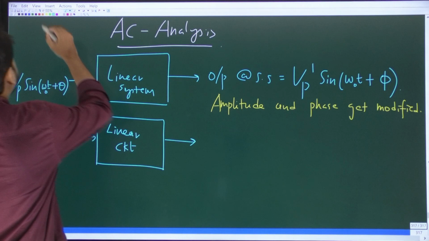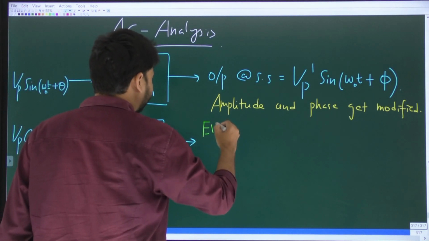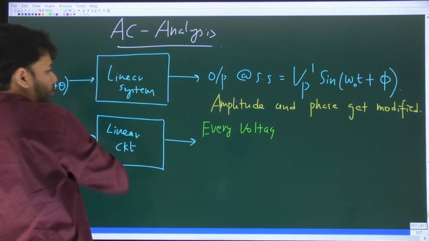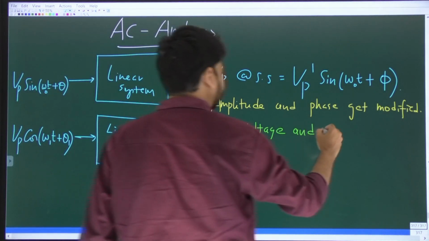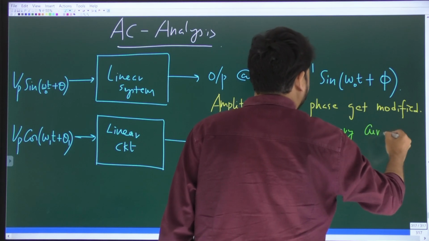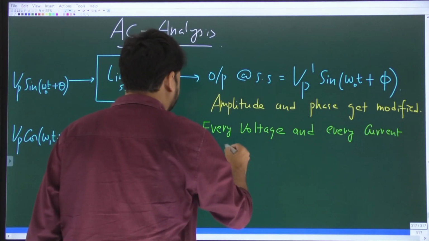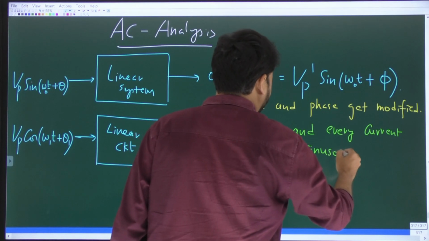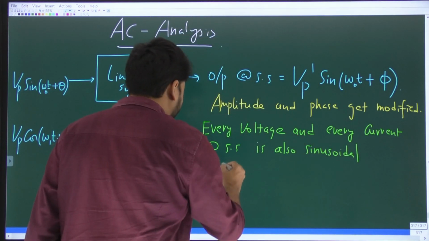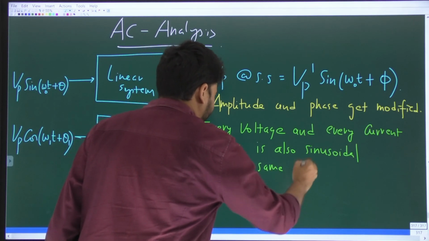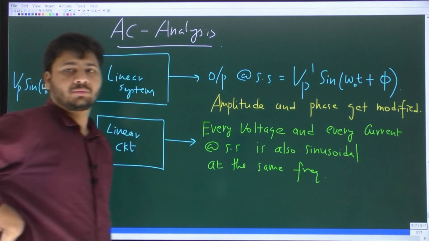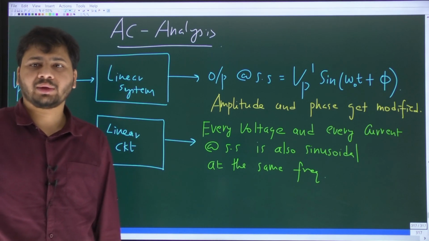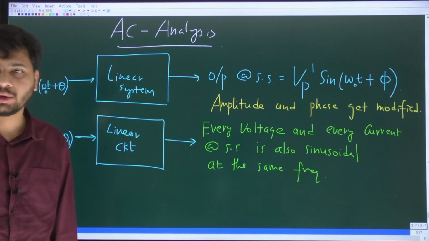So what should I write here? Every voltage and every current at steady state is also going to be sinusoidal at the same frequency. This is the property of any linear circuit.